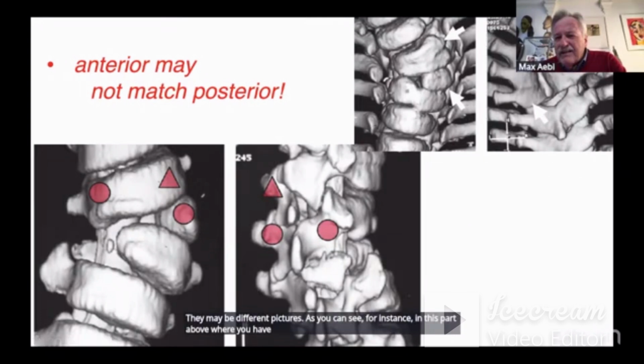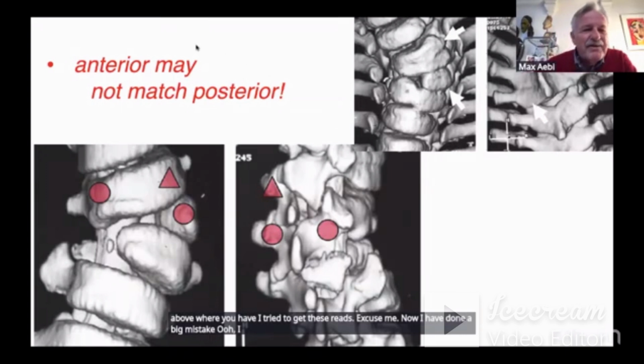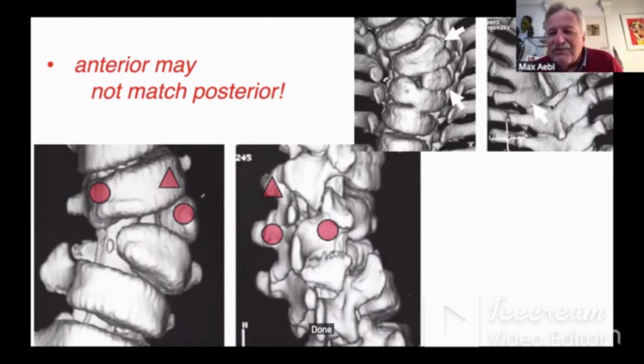I tried to get this right. Oh, excuse me, now I have done a big mistake. Ooh. I wanted to make my picture better, but now I have done something wrong. I don't know what I have done now. Let me do this. So I don't know why my screen. So yes.